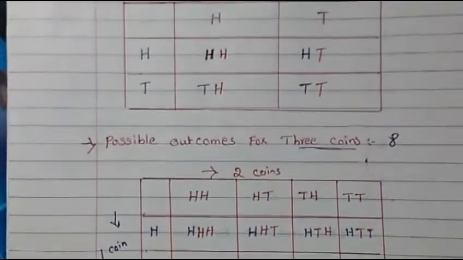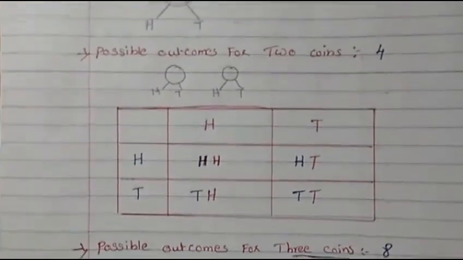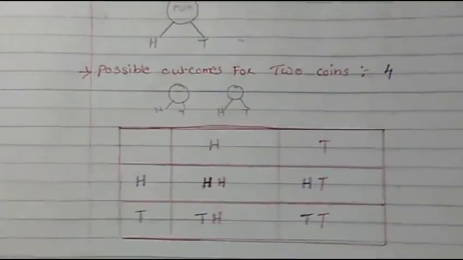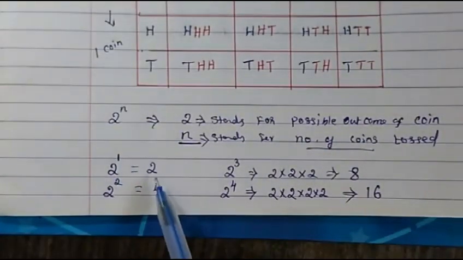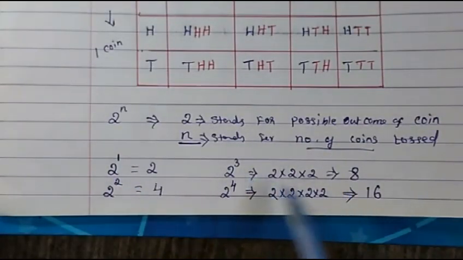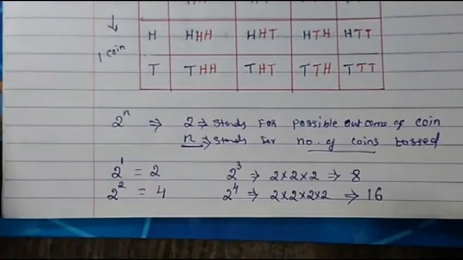So up to here, if you understand, then you can solve the sum very easily. See, for the single coin we got 2, for 2 coins you have 4, for 3 coins 8 we got.